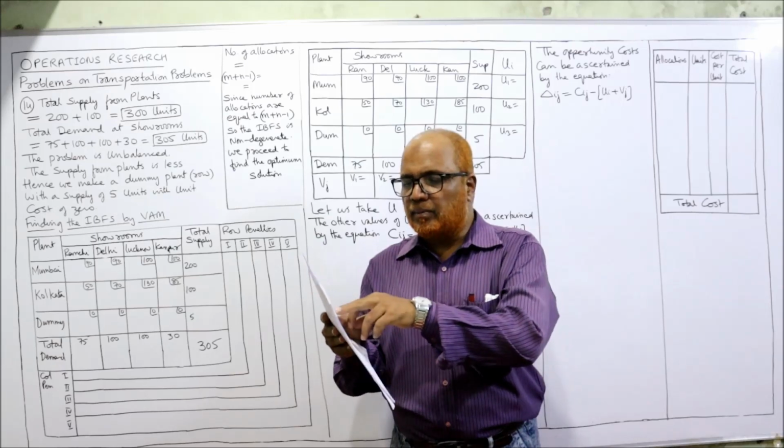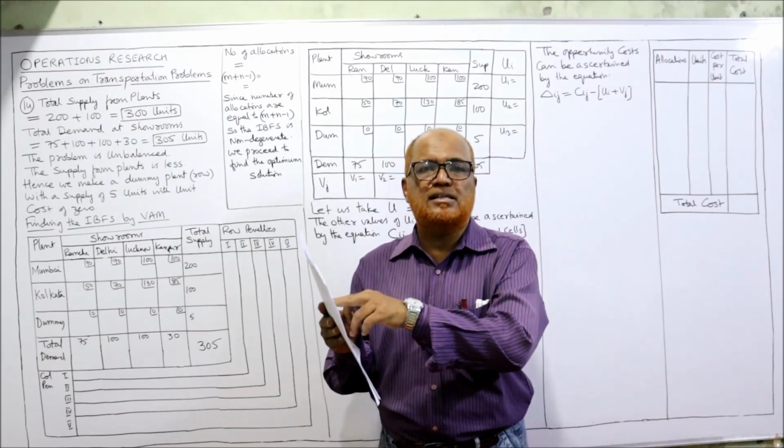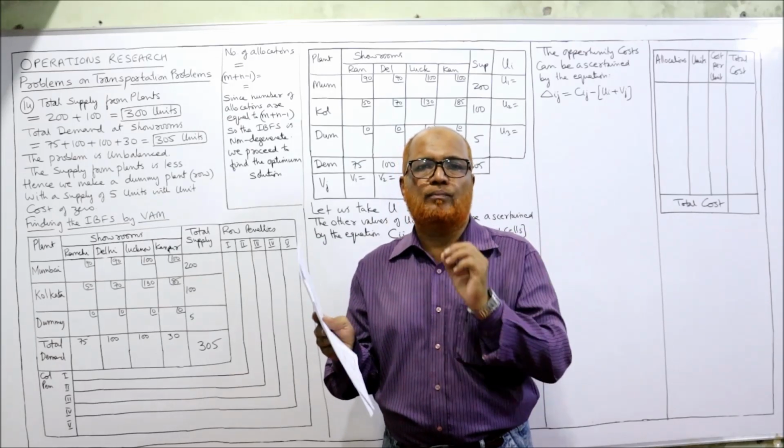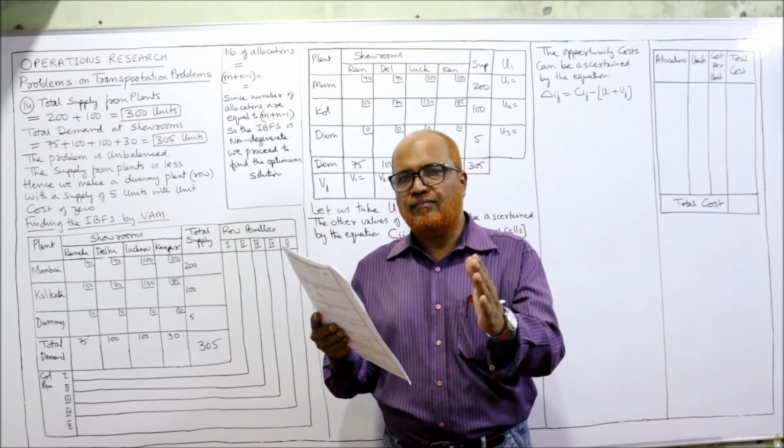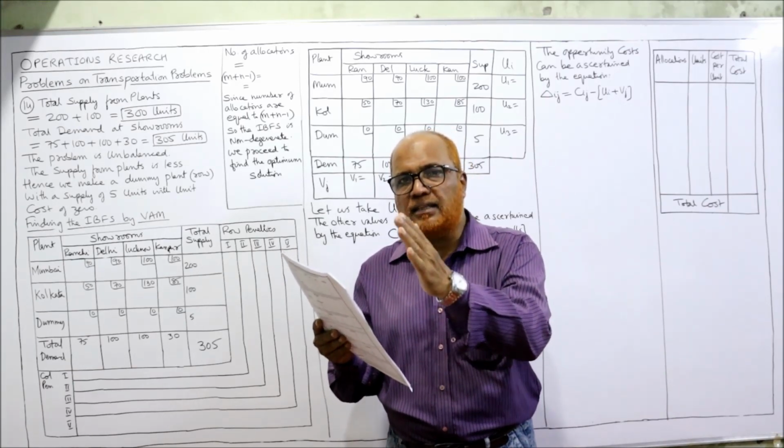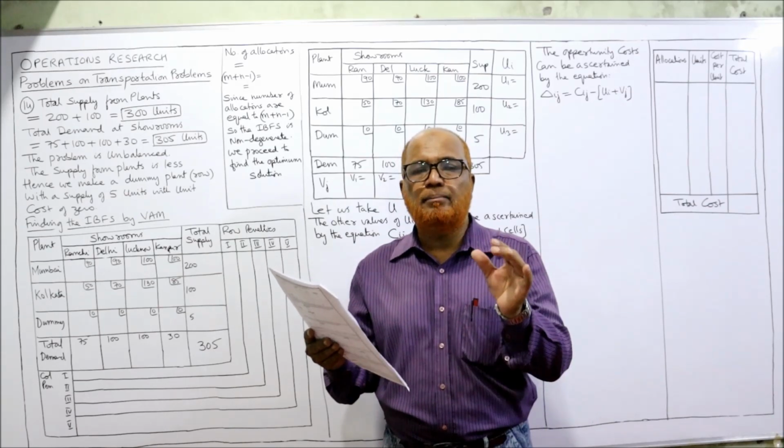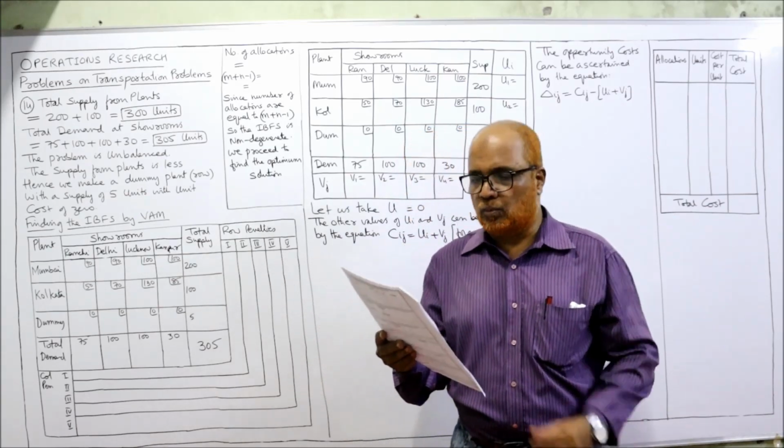There is a printing mistake in the problem. 300 is written; cut off the zero. It is 30. So 75, 100, 100 and 30. These are the demand requirements at the showrooms.